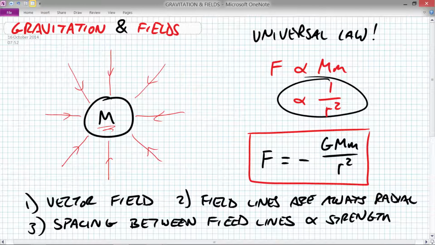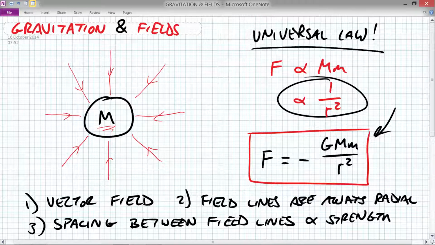Okay, so that in basic words is combining my boy Newton's universal law of gravitation, which gives us this equation, with this idea of a vector field or field map. Okay, so that was the first lesson we looked at last week. Now let's step it up a bit.